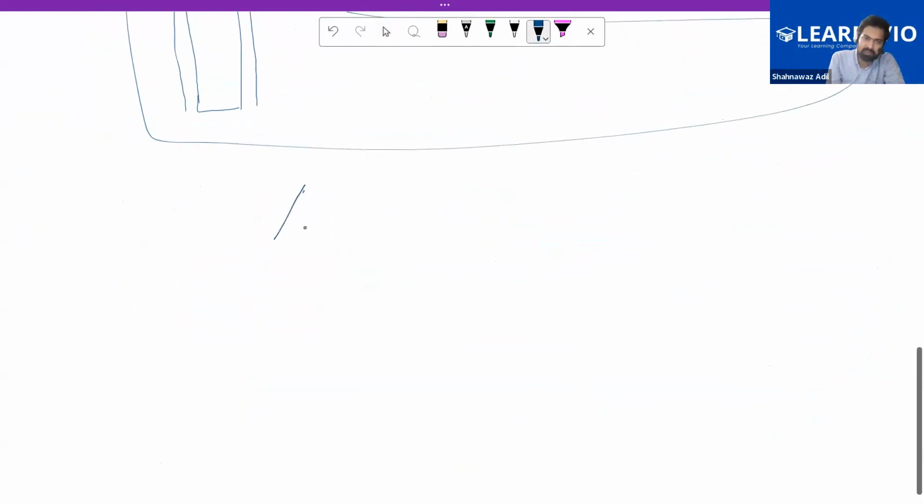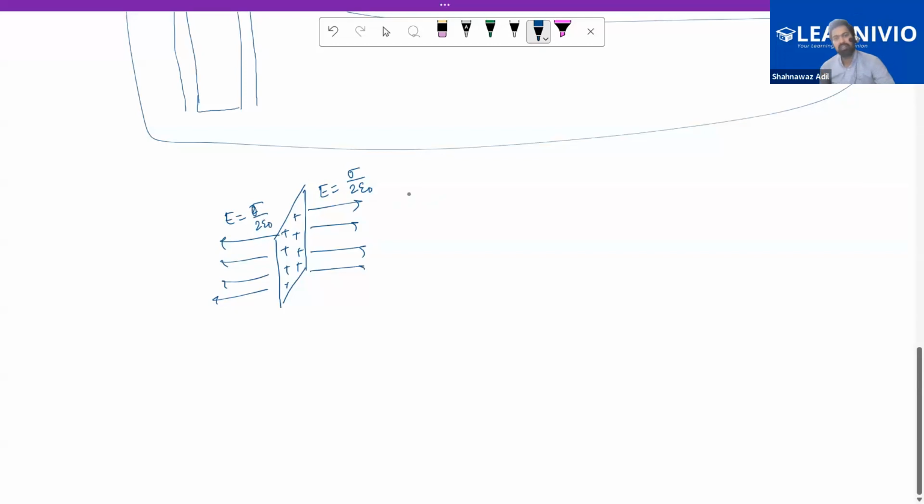We have a sheet, right? So what is the electric field of the sheet on both sides? Let's say on this side, what is the electric field? This is an NCERT problem, right? Sigma by 2 epsilon naught, right?